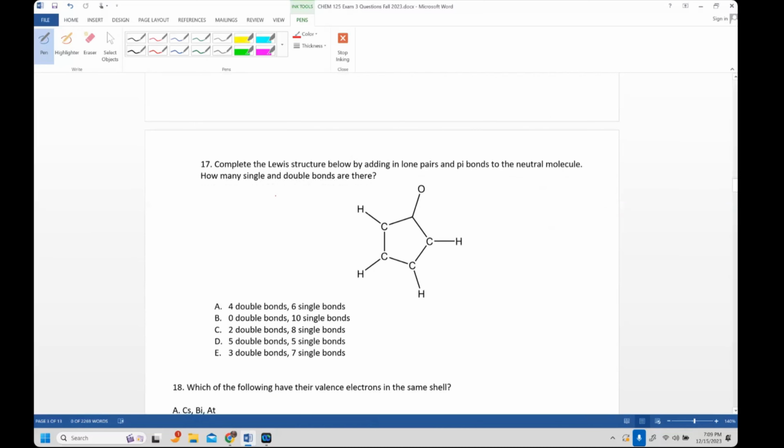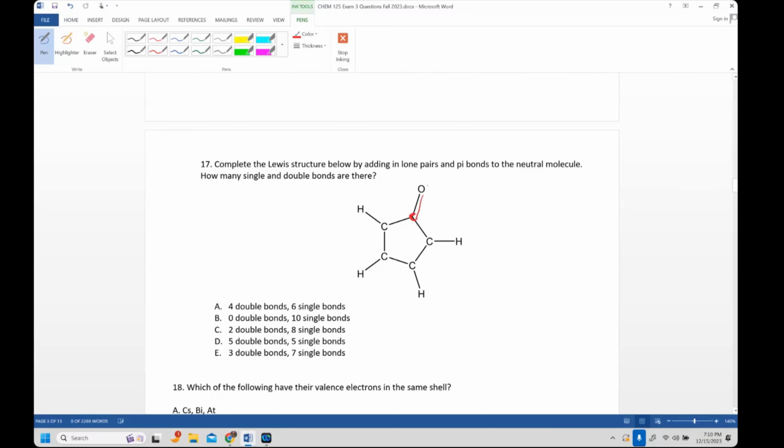Good, D. All right, complete the Lewis structure below by adding lone pairs and pi bonds to the neutral molecule. How many single and double bonds are there? This one had to be edited because this vertex is a carbon. In orgo, it's commonplace to not show the carbons, but we're not there yet.